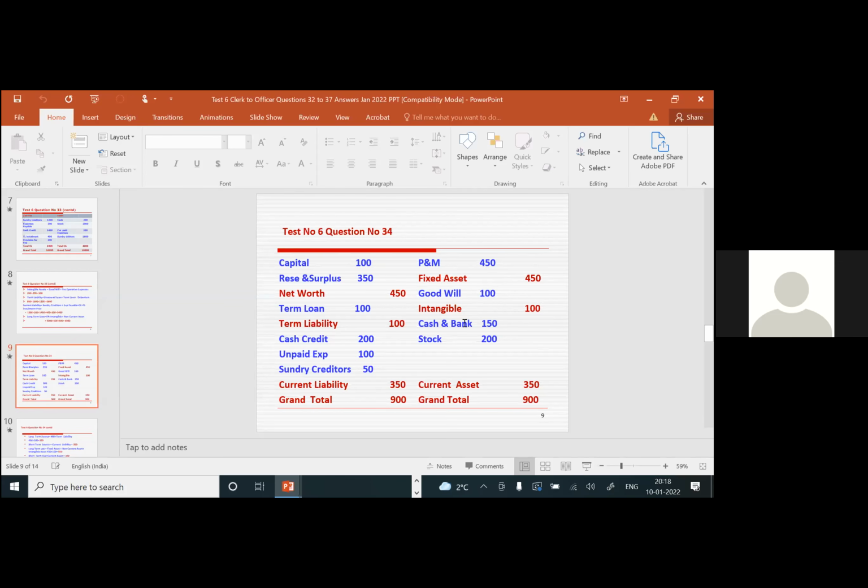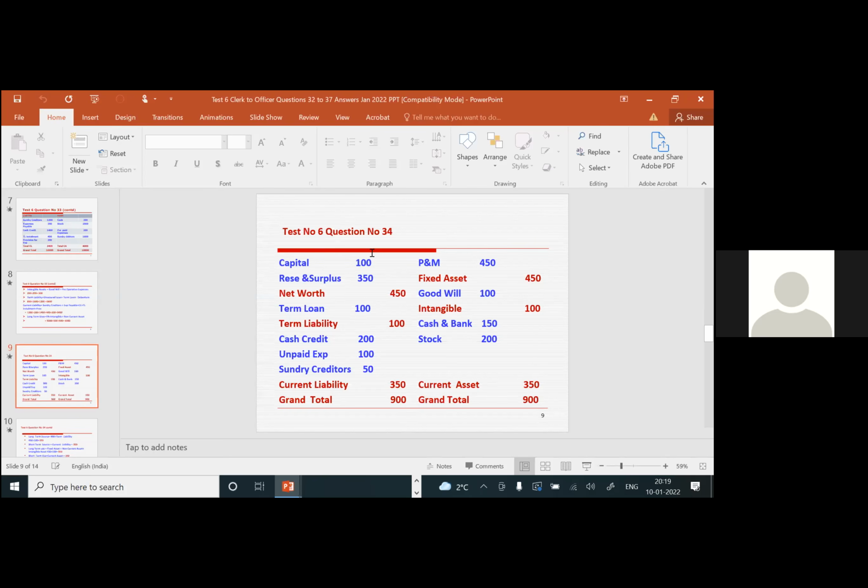Then cash and bank balances. I told you it is a current asset. Cash and bank balance is 150. Stock is a current asset, 200. So when you add 200 plus 150, the total current asset is 350. When you add all that, 450, 100 and 350, you get 900. This side is also 900. The total sources is 900, the total uses is 900.